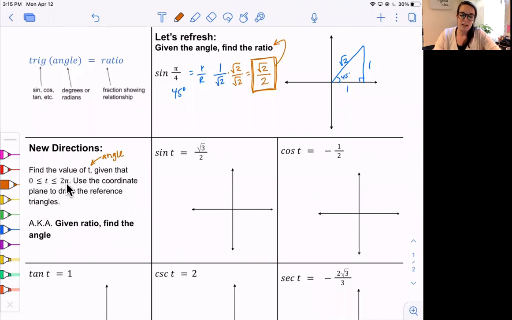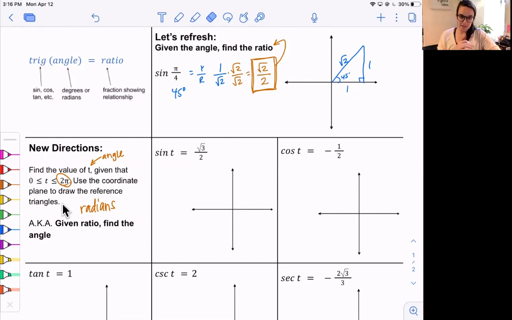I'm noticing here 2 pi, that's in radians. That's a full circle in radians. So I'm automatically thinking my answer should be in radians because of that 2 pi. If it said 0 is less than t is less than 360 degrees, then I would know that my answer should be in degrees. So it's going to be in radians. Use the coordinate plane to draw the reference triangles. Something to notice, there's an s here, reference triangles. There are going to be 2 triangles that we have to draw here, and I'll show you why.